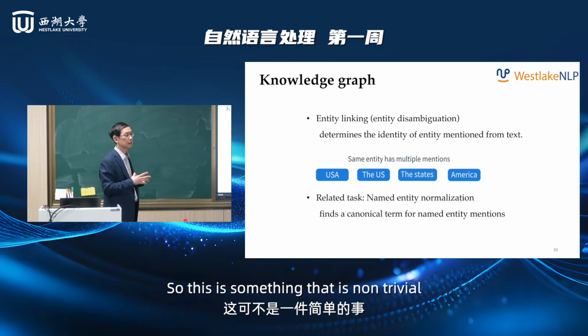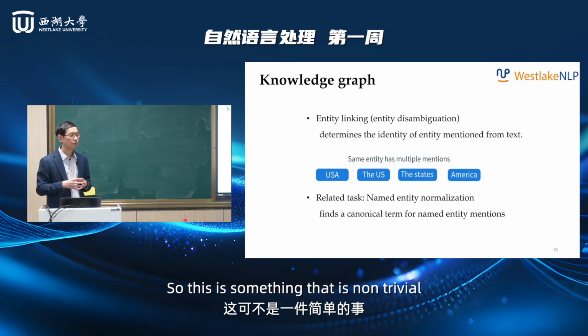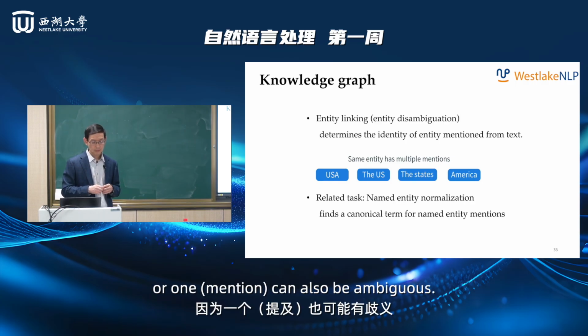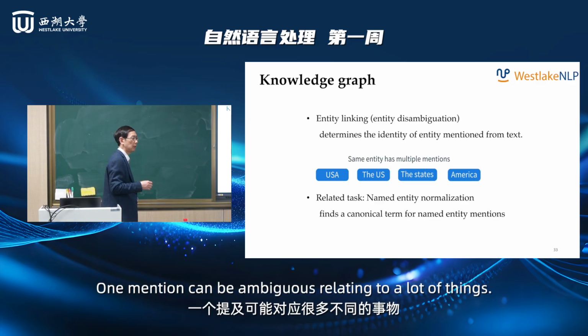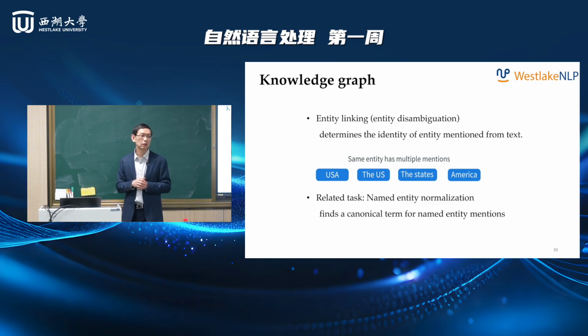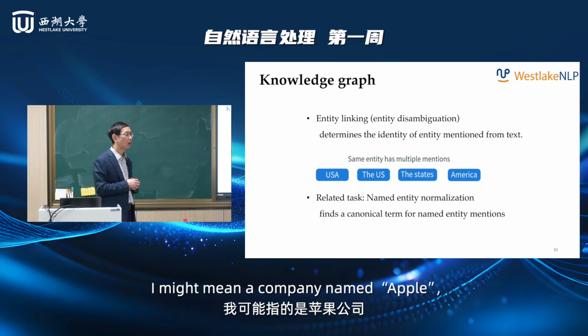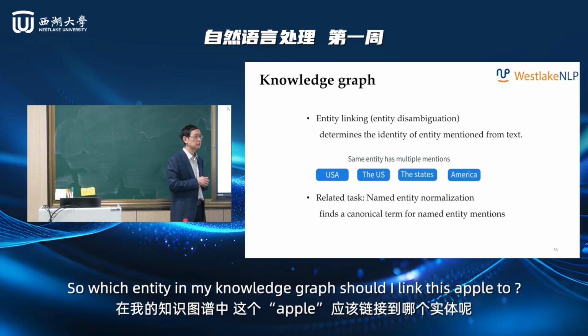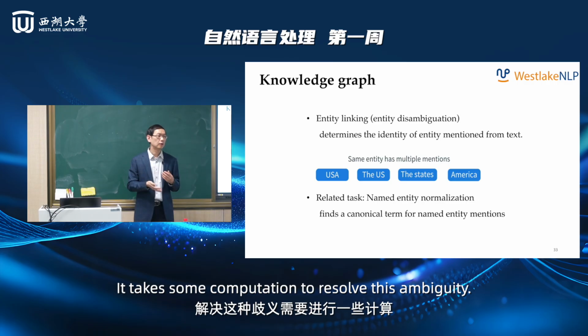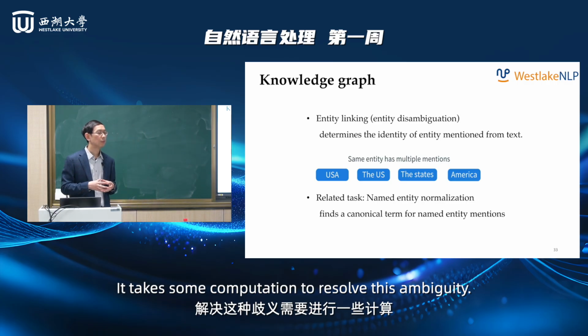Okay, so this is something that is non-trivial. Or one entity can also be ambiguous. One mention can be ambiguous, relating to a lot of things. For example, when I mention Apple, I might mean a company named Apple, or I might mean a kind of fruit, okay? So which entity in my knowledge graph should I link this apple to? It takes some computation to resolve this ambiguity.